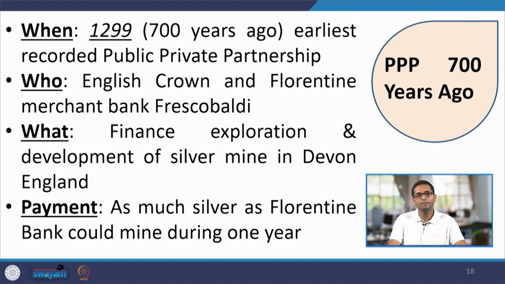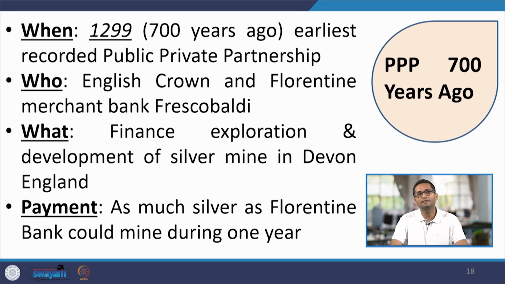So the agreement was such that the Florentine bank would put in the money for the development of the mine, and as a return for putting in the capital, the Florentine bank was free to dig as much silver as it could in one year. Beyond that, all the silver that remained in the mine belonged to the English crown, and they could extract it later. So this is how public-private financing developed 700 years ago, and it still is being carried out. Some instances can also be seen in the renewable energy market.